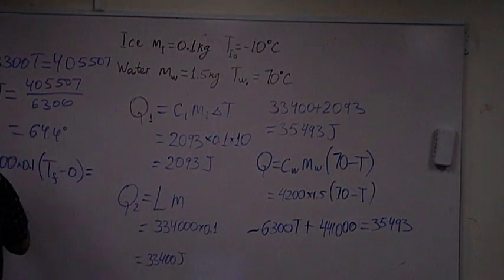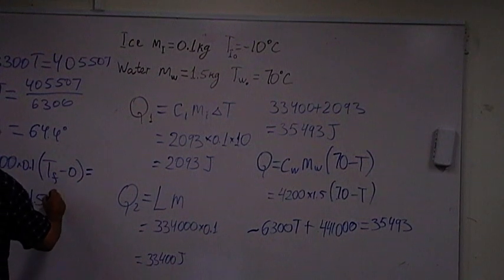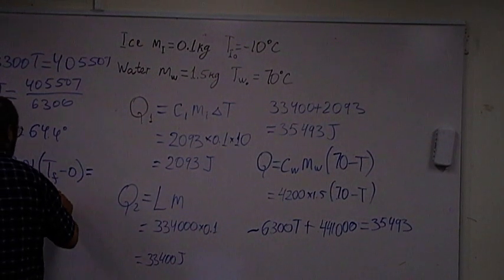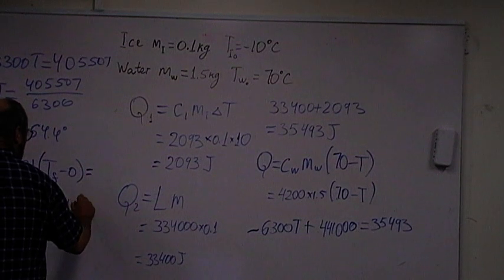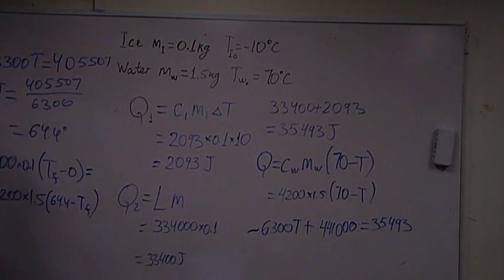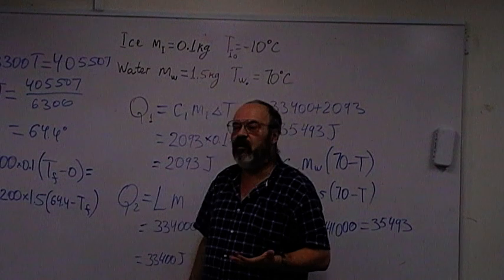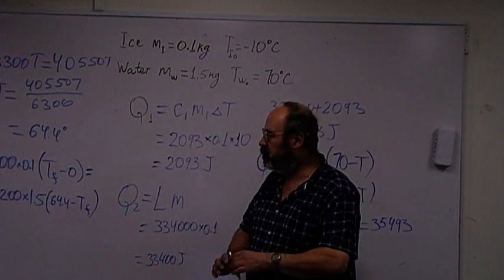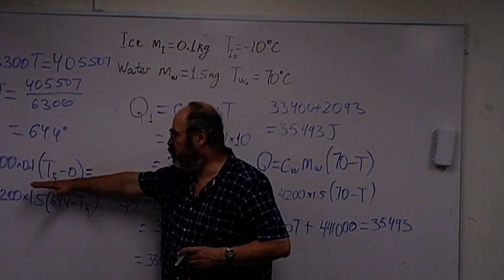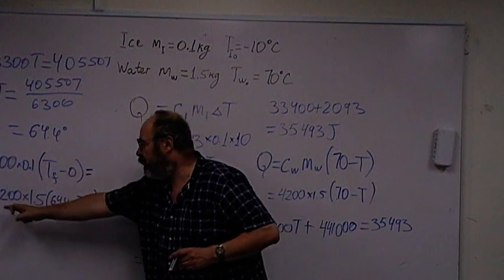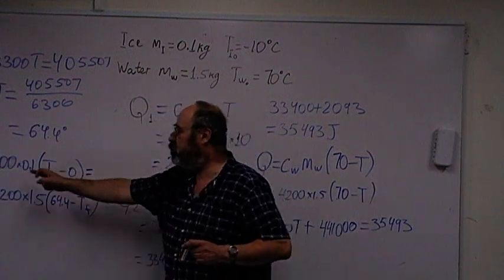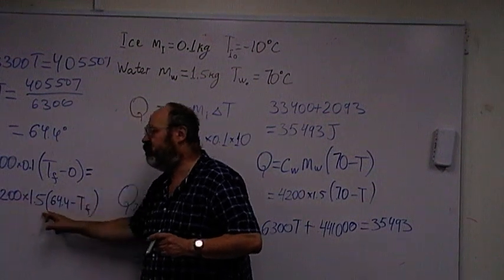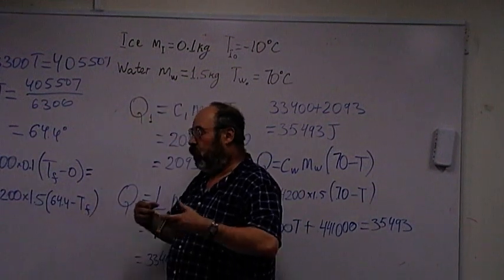We have 4,200 times 1.5, the mass of the water, and we have 64.4 minus final temperature. So how much heat the cold water receives, that much heat the hot water will give. Heat received by the cold water equals heat given by the hot water.